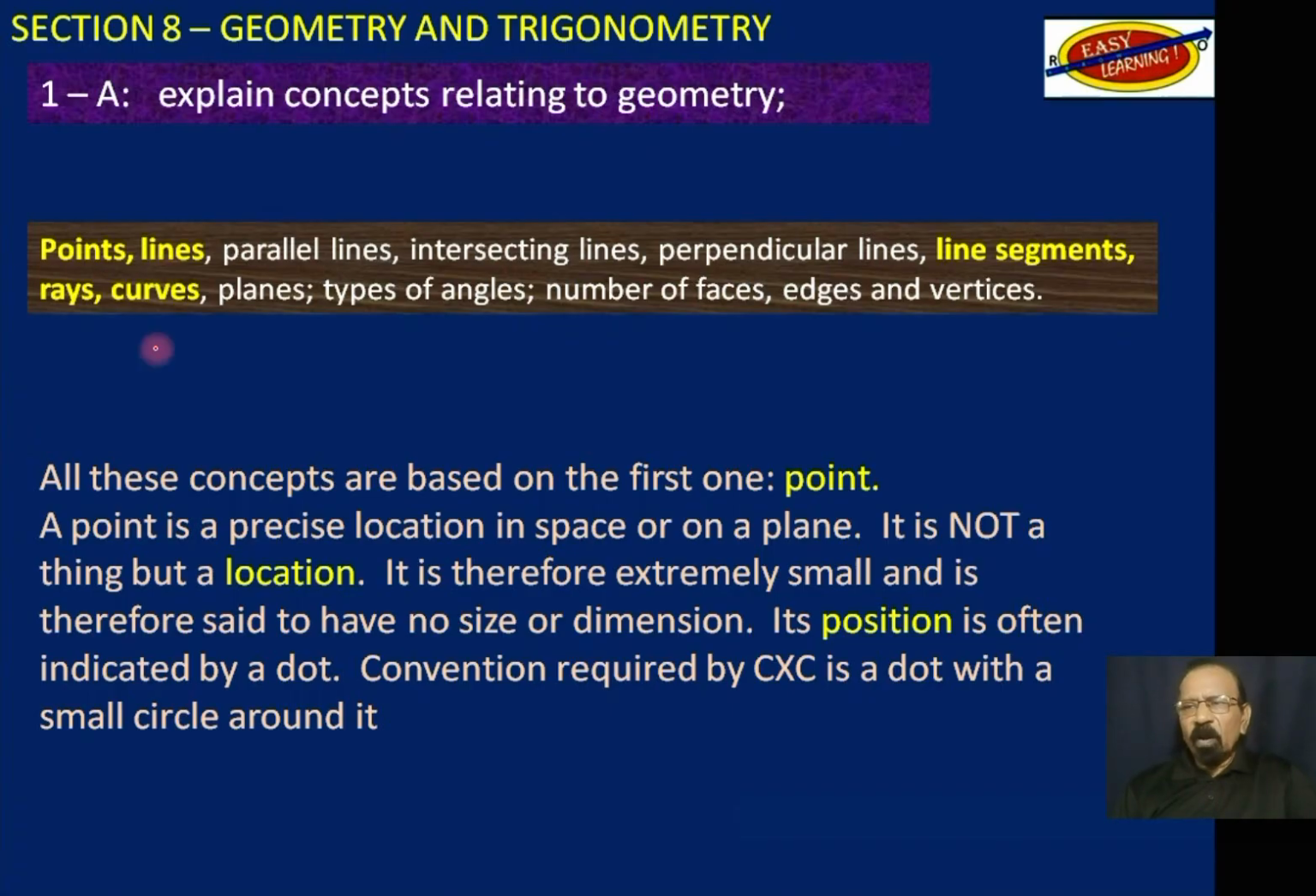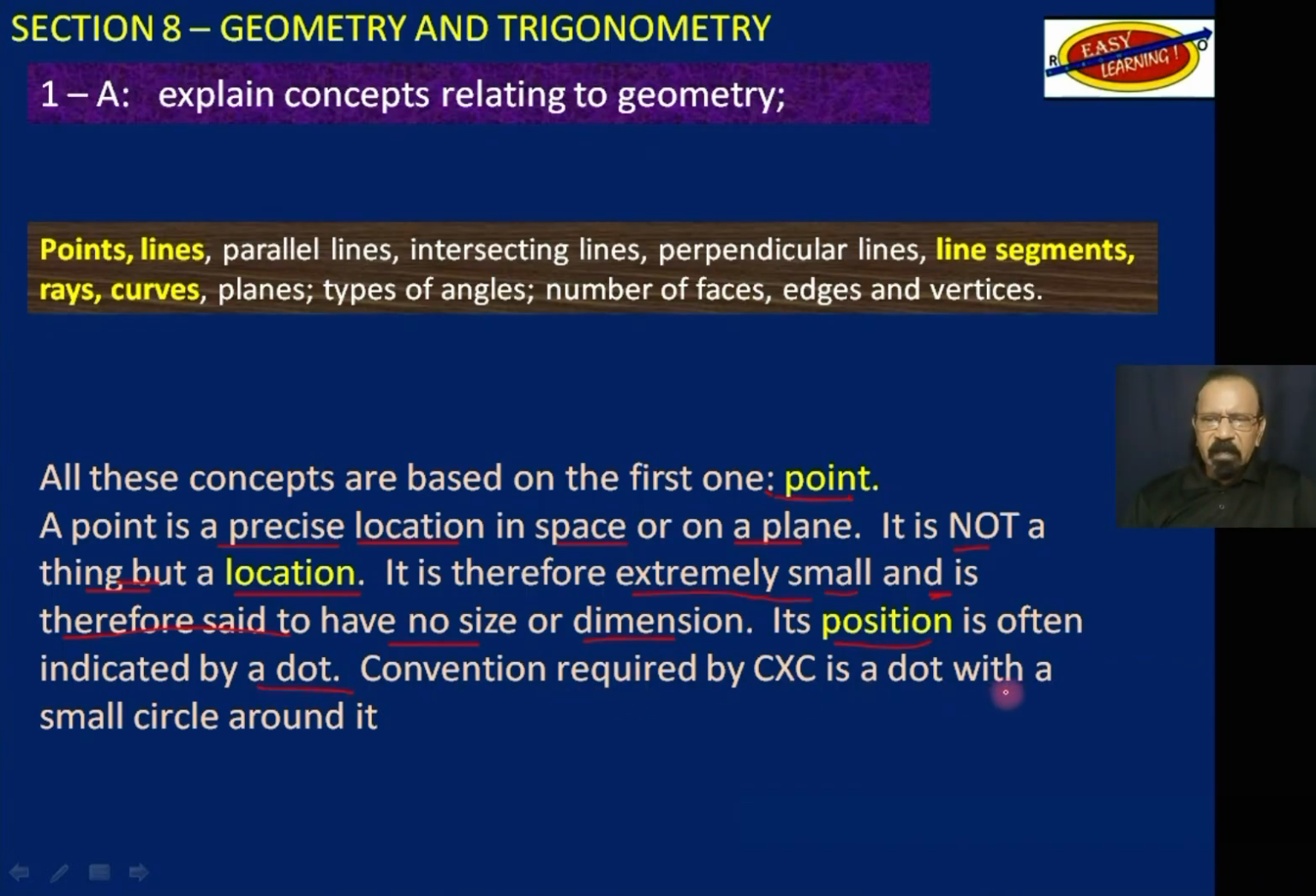Now bear in mind that all these concepts that we are going to deal with, like lines and line segments and so on, they are all based on the point. So what exactly is a point? A point is a precise location in space or on a plane. Basically the same thing. It is not a thing, but a location. It is therefore extremely small and is therefore said to have no size or dimension. Its position is often indicated by a dot.